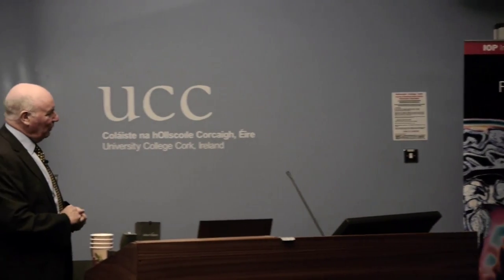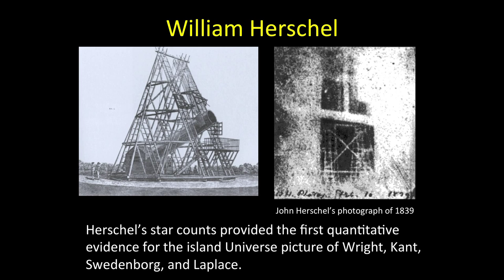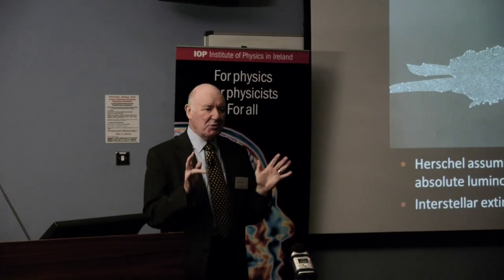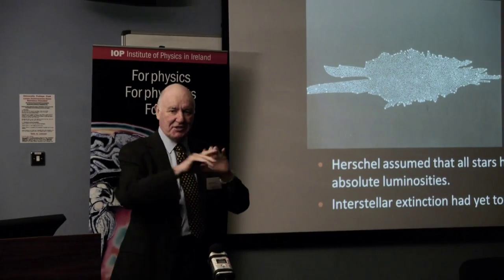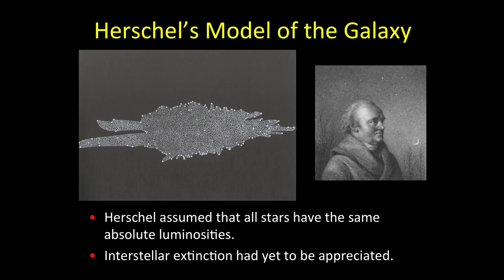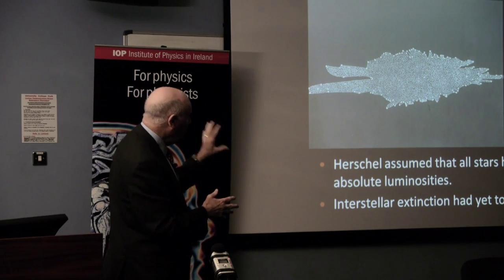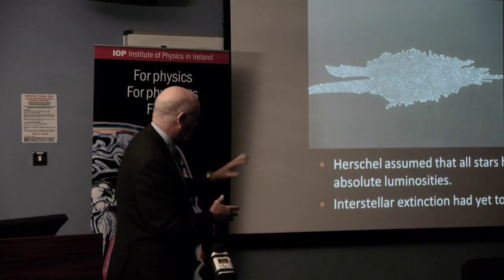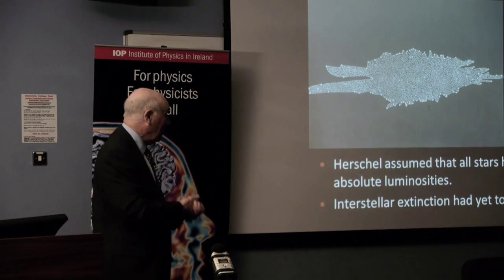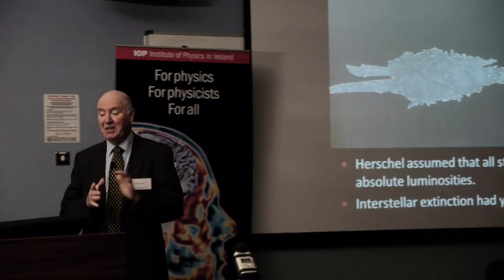Things began to become more quantitative with William Herschel, and this is his map of the universe, made simply by counting the number of stars in different directions. Assume they all have the same intrinsic brightness, and then you can work out the shape of all the observable stars. The work was brilliant for its time. Obviously, the assumption that all the stars have the same luminosity is not correct. And of course, interstellar dust extinction wasn't known at that time. But it was pioneering work.